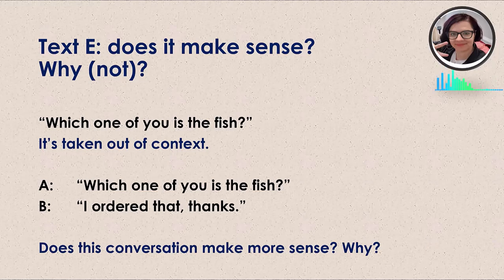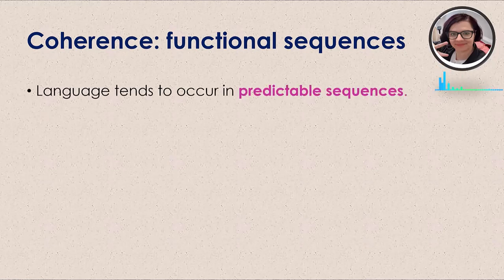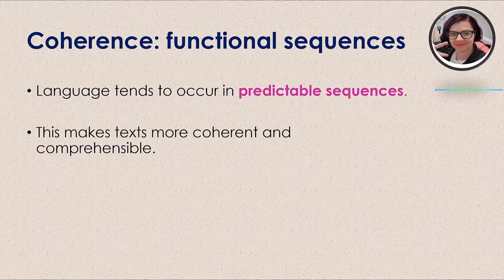So why does this conversation make more sense than the previous one? We've already identified one reason. It's because it's taken out of context. But it's also because information in a spoken discourse is organized in functional sequences. Language tends to occur in predictable sequences. This makes the text more coherent and comprehensible.